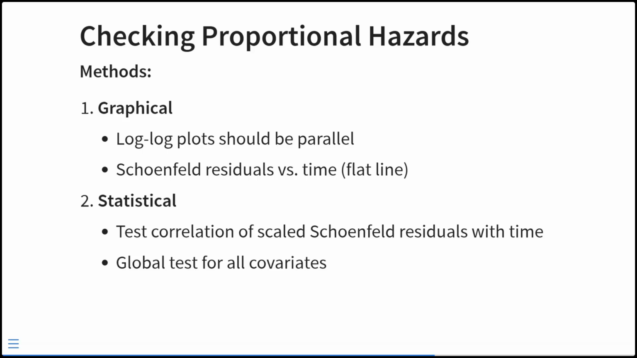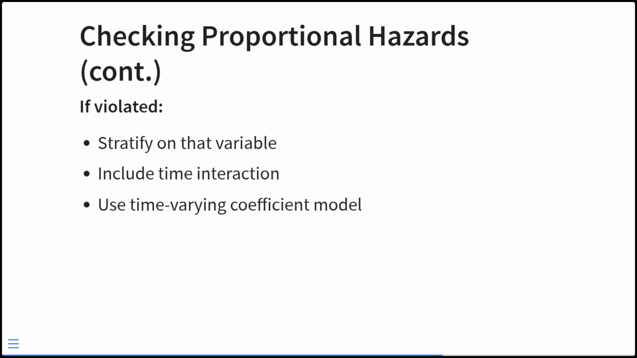How do you check for proportional hazards? You need to check for it because that's how you handle it. You either use the graphical method or the statistical methods. If the proportional hazards assumption is violated, then you stratify on that particular variable, include a time interaction, or use a time-varying coefficient model.